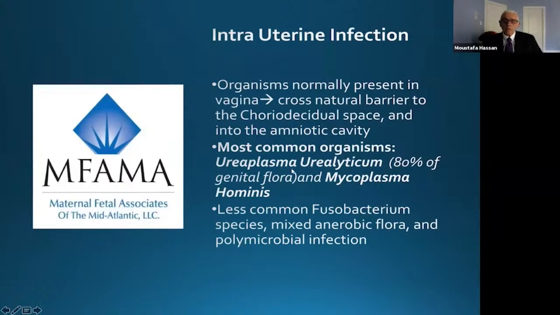The most common organism, very important, is Ureaplasma urealyticum, 80% of the genital flora. When it's in the genital flora, it doesn't cause a problem, but when it gets into the uterus, it could be a major problem. Mycoplasma, and less commonly, other bacteria, which are mostly anaerobes.